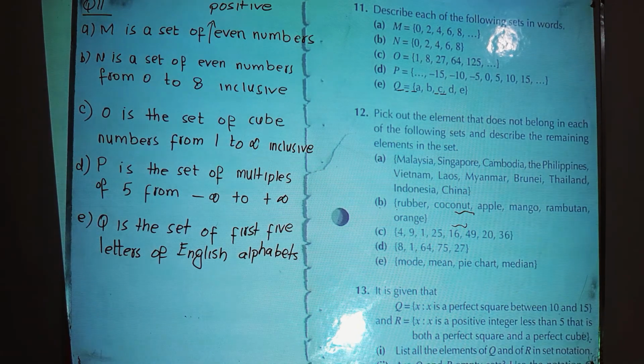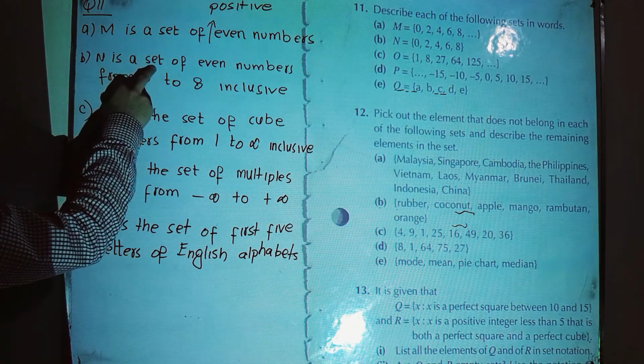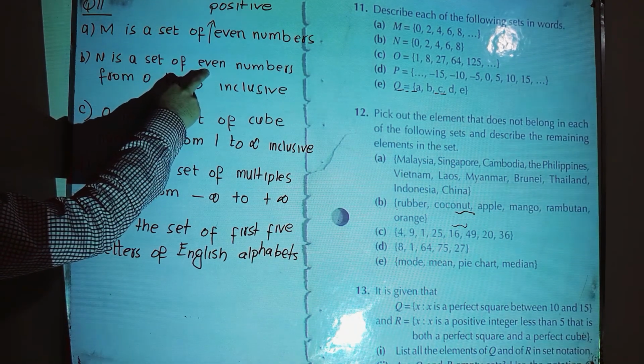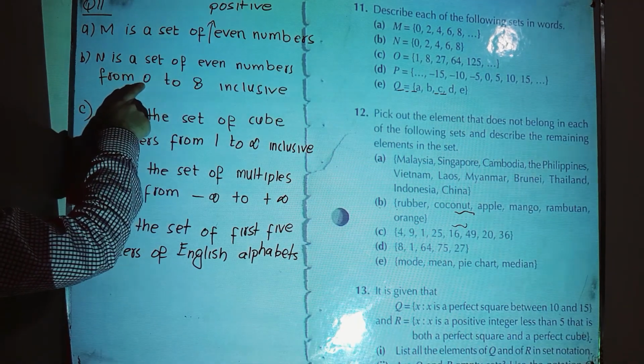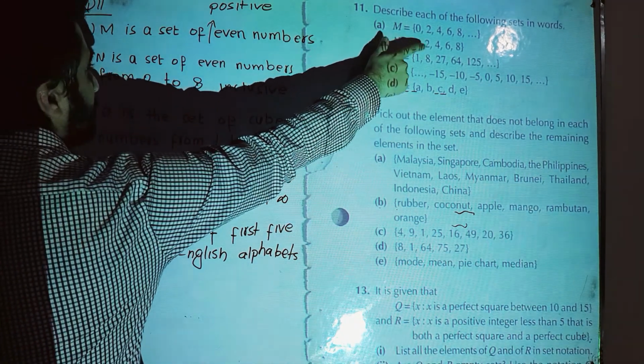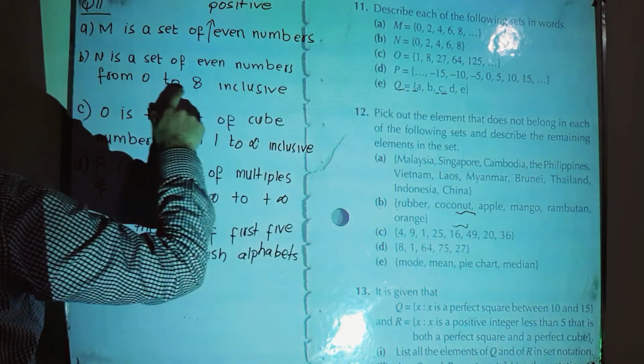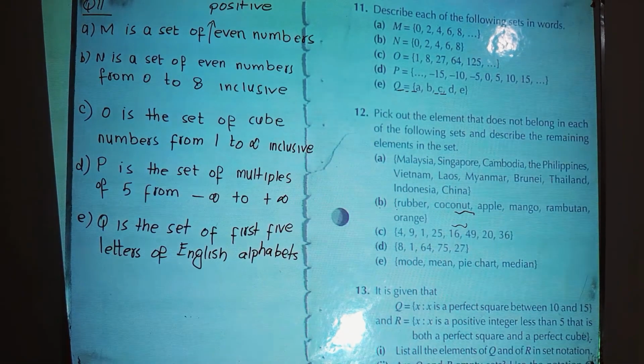Then we have got a set N, 0, 2, 4, 6, 8. So N is a set of even numbers. Now we have limitations here from 0, as you can see, to 8 inclusive, meaning 0 and 8 are both included here.